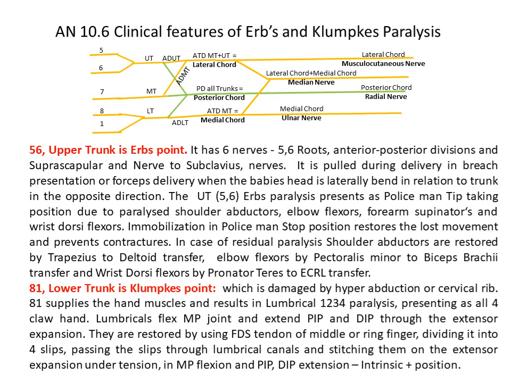Here it is all 4 claw hand. Now lumbricals flex the MP joint and extend the PIP and DIP joint through the extensor expansion. They are restored by the flexor digitorum superficialis tendon of the middle or the ring finger, which is divided into 4 slips, and then these slips are passed through the lumbrical canal and stitched onto the extensor expansion under tension, with MP joints flexed and PIP and DIP extended, which is called the intrinsic plus position.